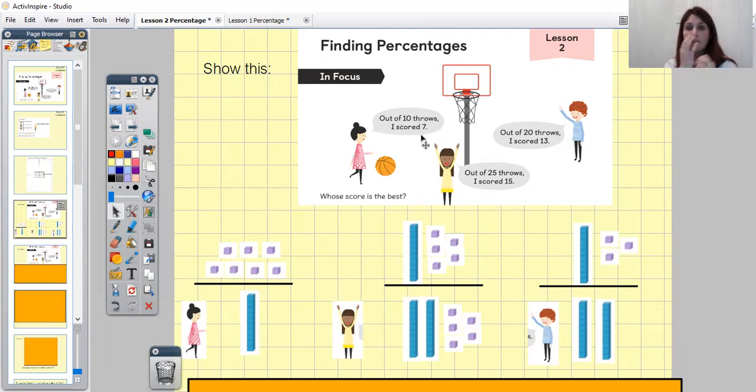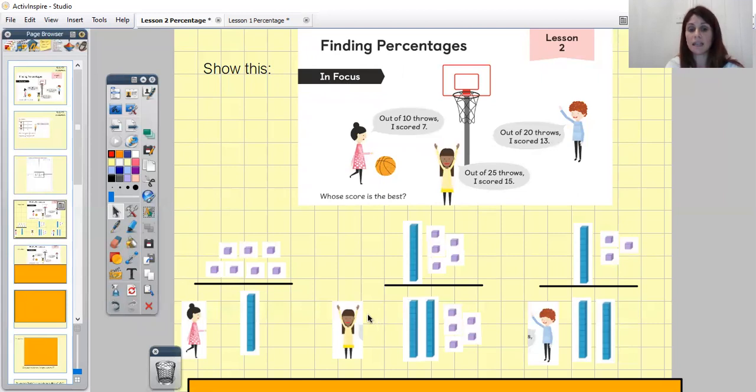Now, they've deliberately given you it in a bit of a roundabout way to make you think a bit more. So it isn't 10 out of 7, it's 7 out of 10, isn't it? Because out of 10 throws, that's the number of throws in total. And so we know that's the denominator, and she scored 7, so that would be our numerator. So I've shown it here by taking the ones Dienes to show 7, and then 1 tens Dienes to show out of 10, so 7 out of 10.